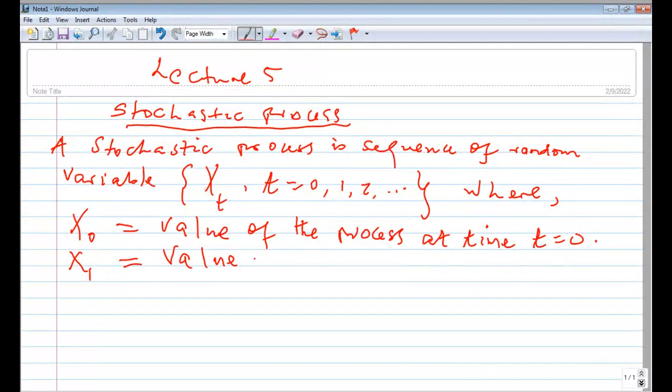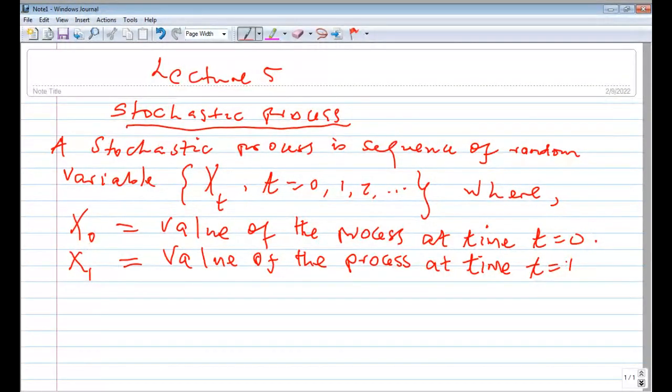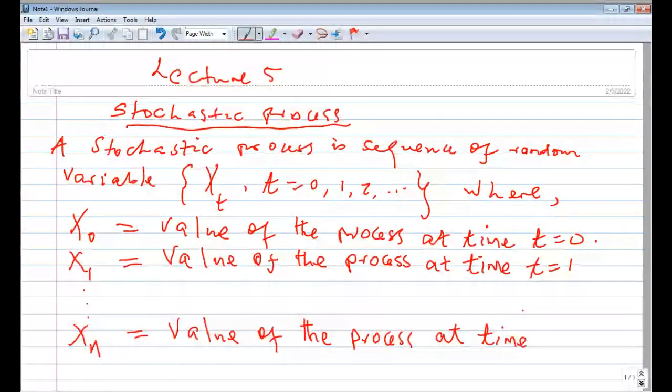X1 is equal to a value of the process at time t equal to 1. Okay. So X2 will be the value of the process at time t equal to 2, and so on. Then from there you can just generalize it. Xn will be the value of the process at time t equal to n.